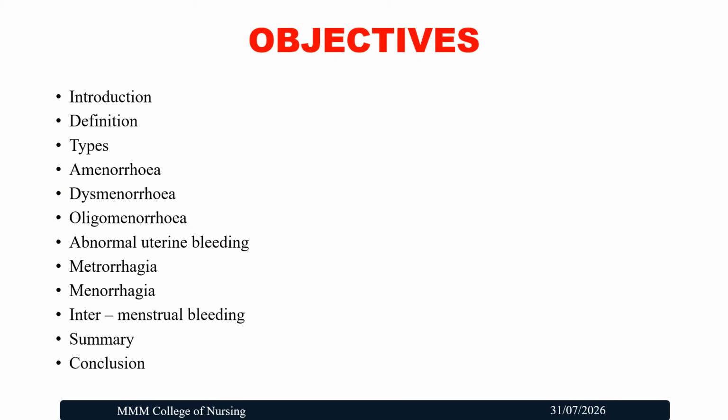The objectives are introduction, definition, types, amenorrhea and dysmenorrhea, oligomenorrhea, abnormal uterine bleeding, menorrhagia, intermenstrual bleeding, summary and conclusion.